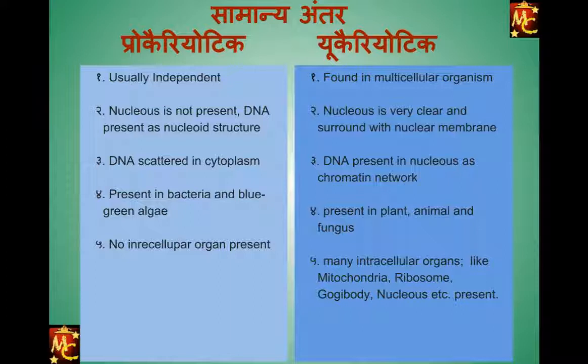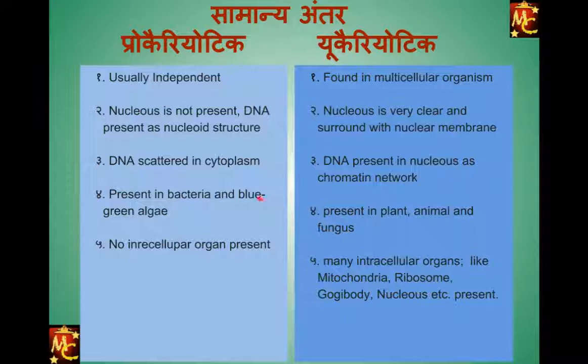Number 4 is present in bacteria and blue-green algae. So most of the prokaryotic cells are either blue-green algae or bacteria, and they are usually unicellular or single-cell organisms. In case of eukaryotic cells, it's present in higher animals, plants, animals, or some fungi. So the body is very large and made up of many cells, and many eukaryotic cells make this complex system.